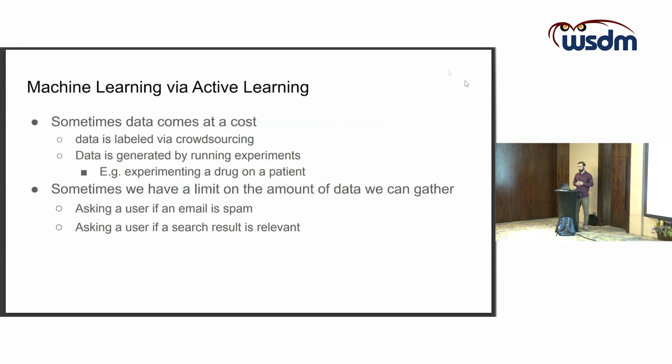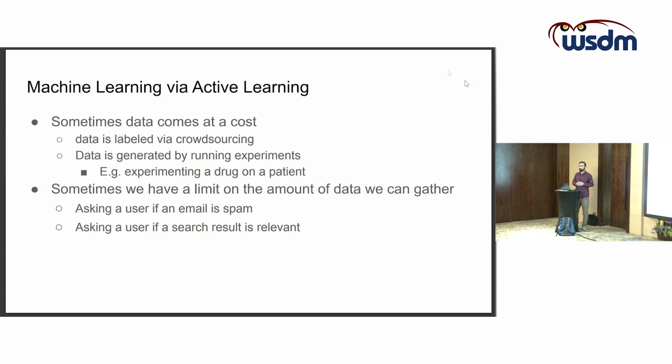Sometimes the data comes at a cost, right? So for example, we are labeling the data using crowdsourcing, right? We have a lot of examples, but we don't know the actual labels. We give these to humans and pay them to label them, right? We show them an ad and ask, does this ad look offensive or not? And we pay for each label.